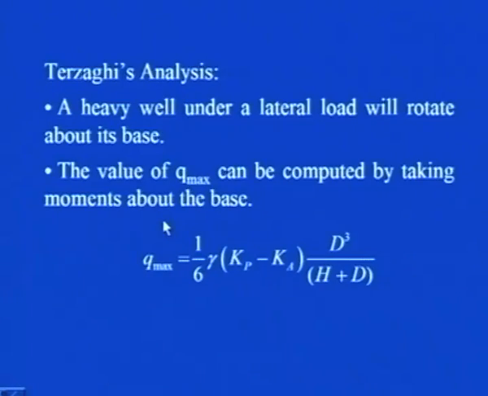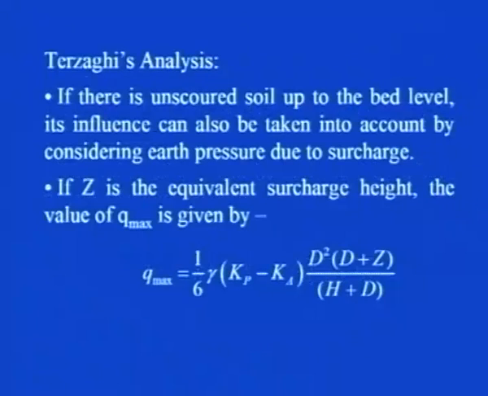You don't require D1, which was unknown in the earlier case, because in this case it will be known. If you take the moment equilibrium equation about the base, you will obtain this particular expression for Q max, which is 1 by 6 gamma (Kp minus Ka) d cube upon (h plus d). Here you can see that all the things are known to you. Kp and Ka you can obtain from Rankine's theory, gamma you have to take as gamma submerged, d is the depth of embedment, and h is the height above the ground level where this lateral force will be acting on the well foundation.